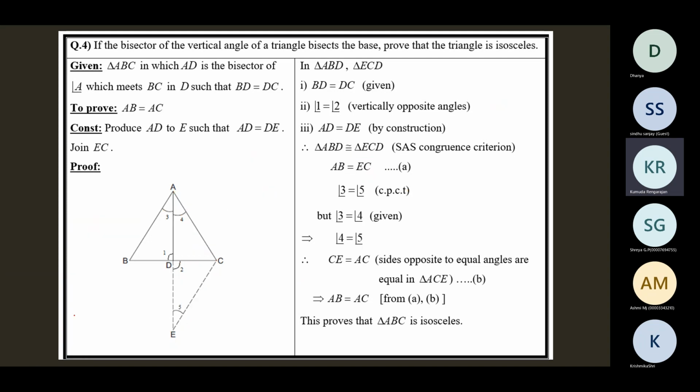Let me tell that again for you. Till here you should have understood: this triangle is congruent to this triangle by SAS rule. Now, by CPCT, you must write this angle is equal to this angle, that is angle 3 is equal to angle 5, and also AB is equal to EC. AB of this triangle is equal to EC of this triangle. You must write that.